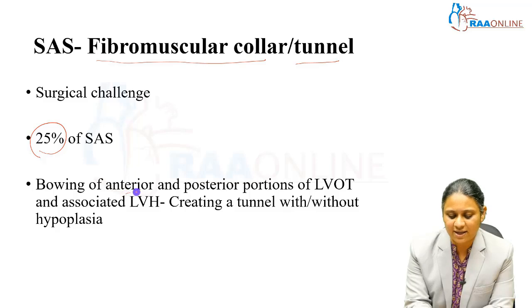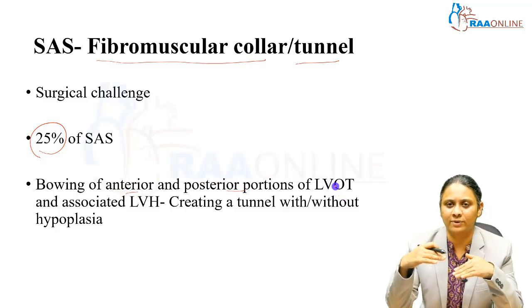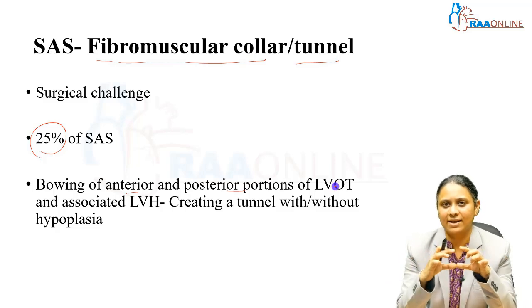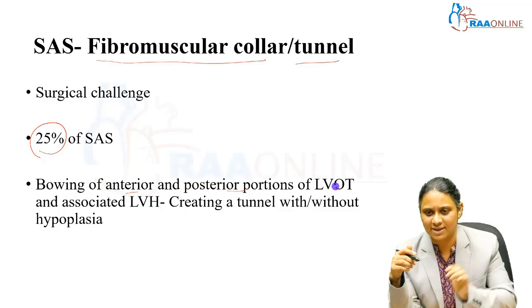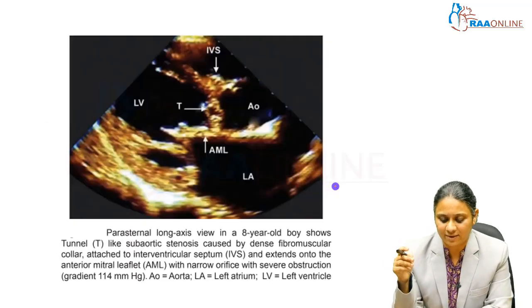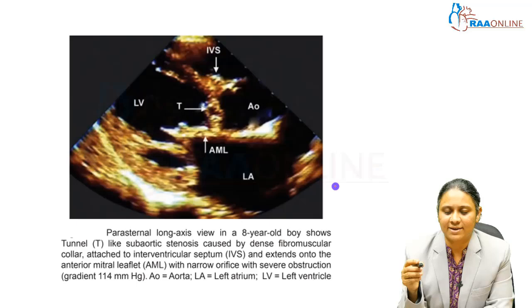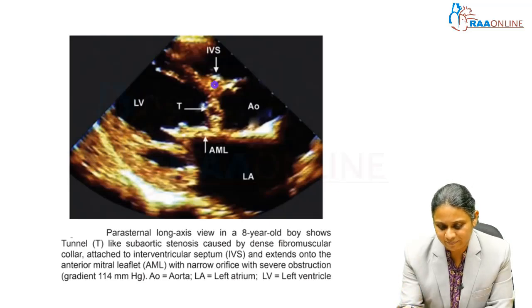There are anterior and posterior portions of the LV outflow tract which are bowing towards each other, so the LV looks like a banana. Both the anterior and posterior portions bow towards each other, creating a tunnel. So it can be hypoplasia of the LV outflow tract. This fibrous or muscular proliferation starts at the interventricular septal crest.